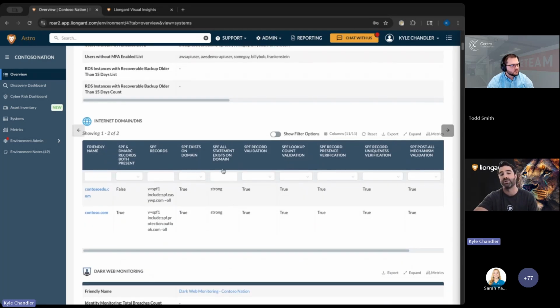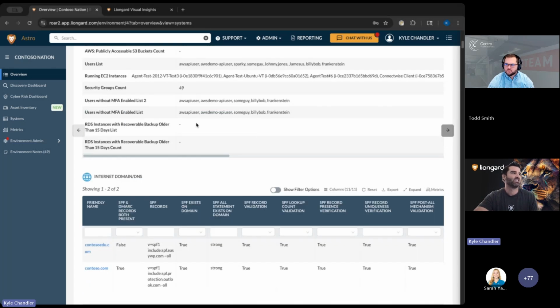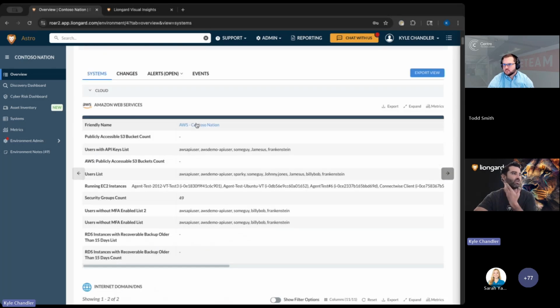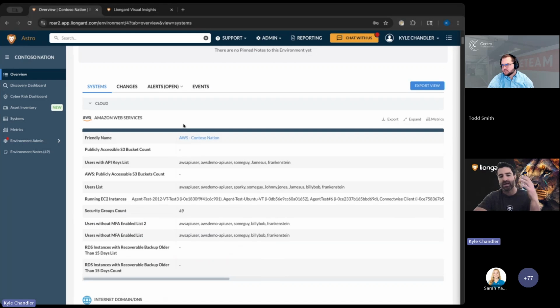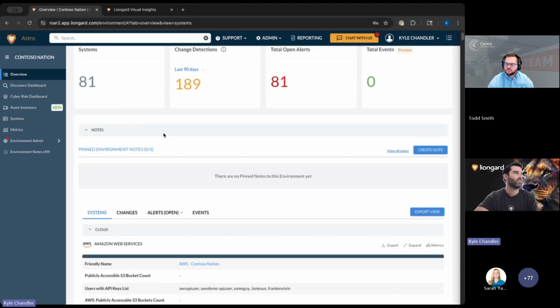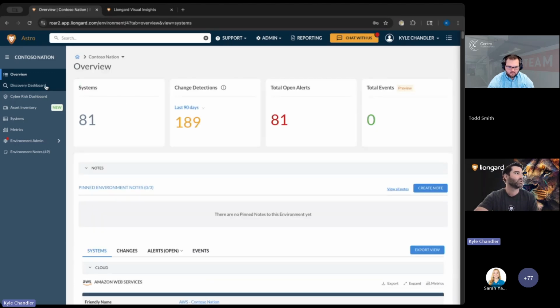We have over 84 different inspectors out in the wild today. 88 actually as of today, and over 100 different integrations to other tools out there, ticketing systems, PSAs, as well as automation tools. But in terms of the actual inspections, there's over 88 now. So again, we're inspecting cloud, network, all the way down to the workstations and pulling that information back. So this is just the overview of the initial customer.